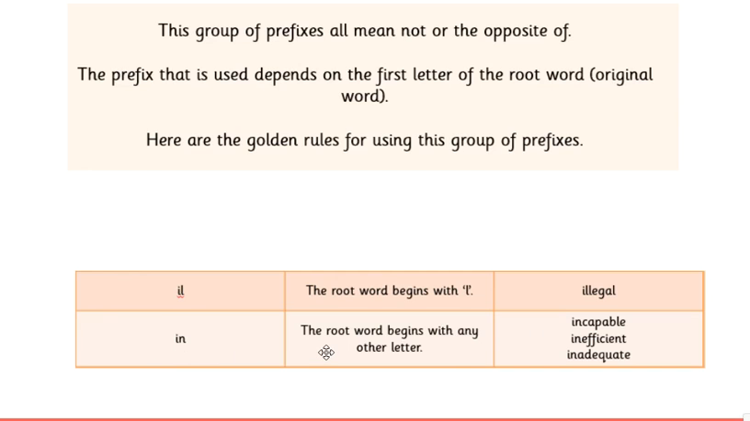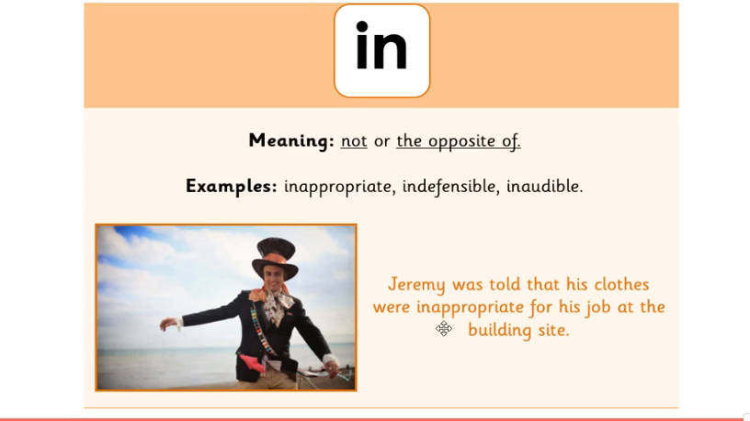We use in when the root word begins with any other letter. So for example, here we've got incapable. Capable would mean that you are able to do something. If you weren't able to do something, we would say incapable. So it changes it to the opposite. Here we've got some examples for in, the prefix. When we're adding that to the beginning of a root word, it's because we want to say that it's not, or it's the opposite of the root word.